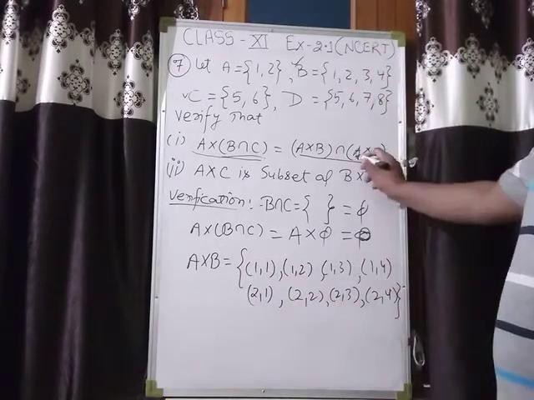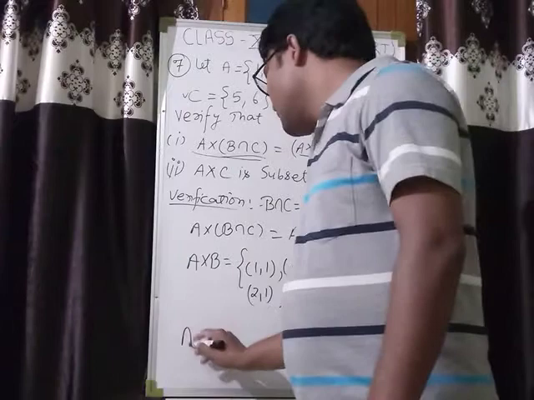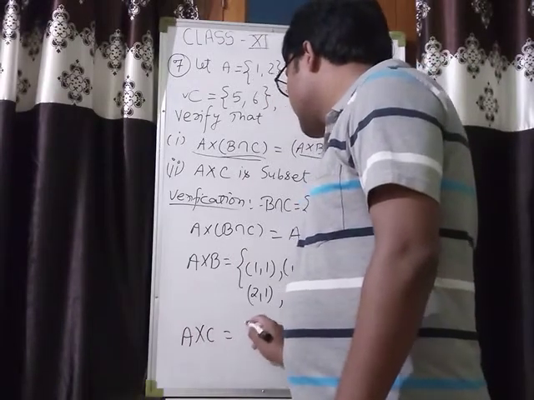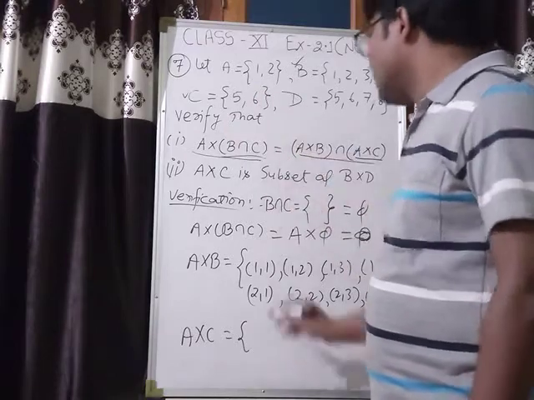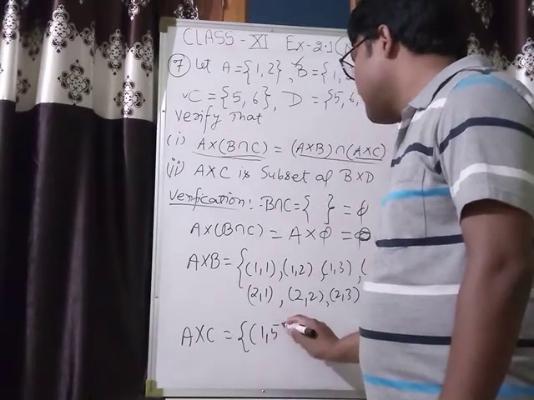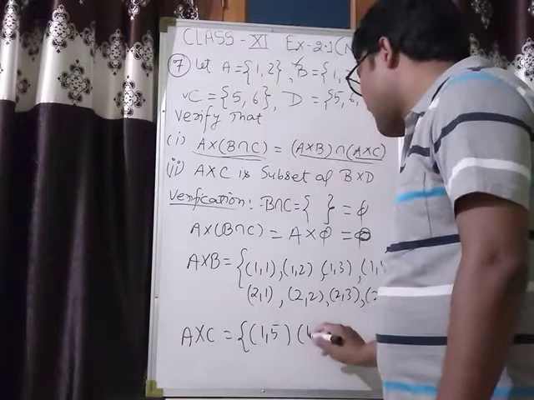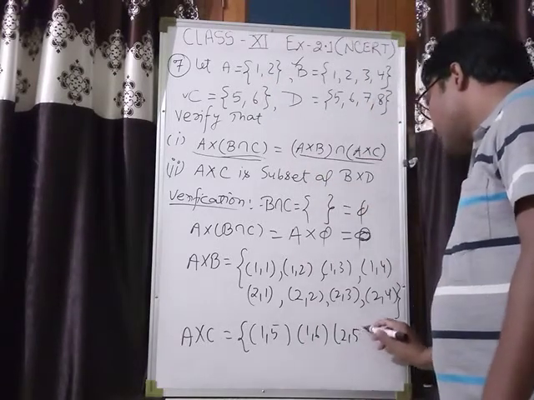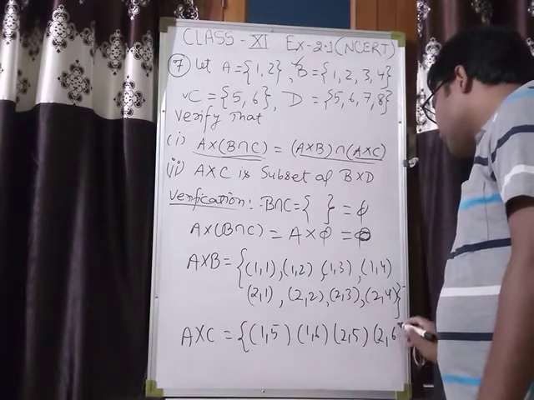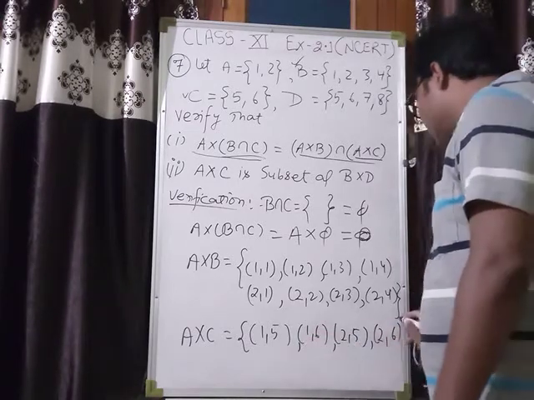Now I am going to find A Cartesian product C. Here this one is A and this is C. So it will be (1,5), (1,6), (2,5) and (2,6). Clearly it has 4 elements.